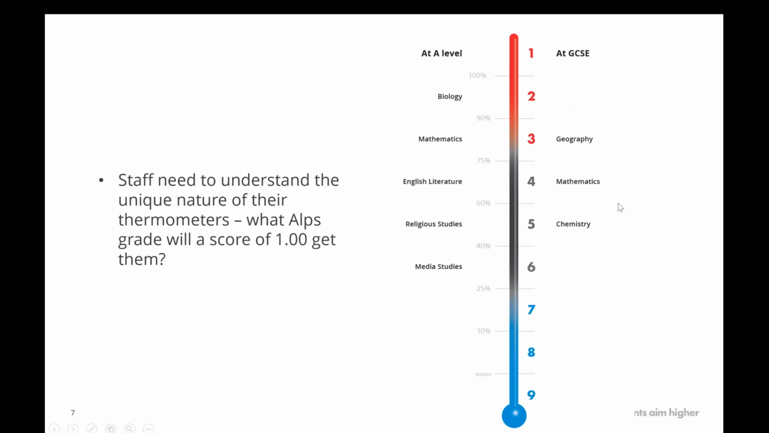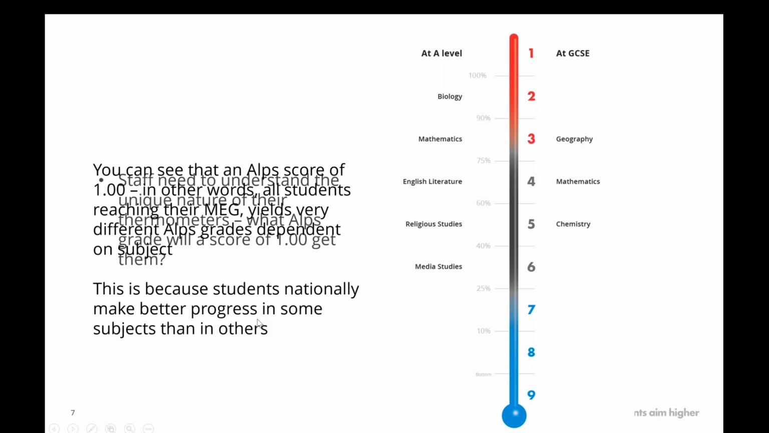At GCSE, I've plotted a few subjects there. With my chemists at GCSE, I had to do better than minimum expected grade if I'm going to progress up the thermometer. Whereas in geography at GCSE, if I hit the minimum expected grade, then I hit red. I hope that's okay so far. So far, so good.